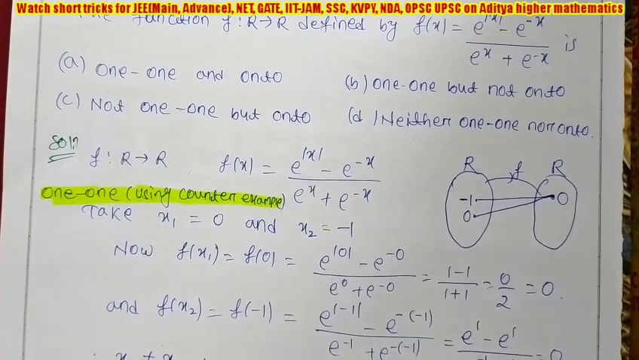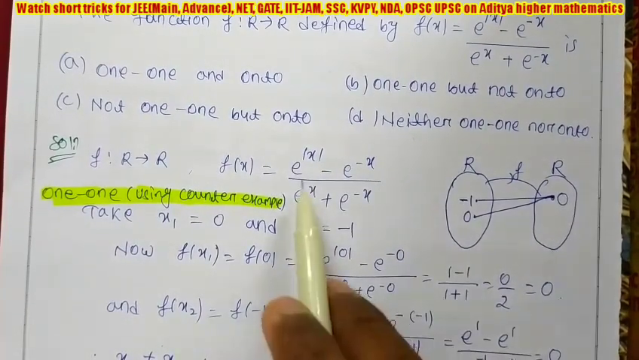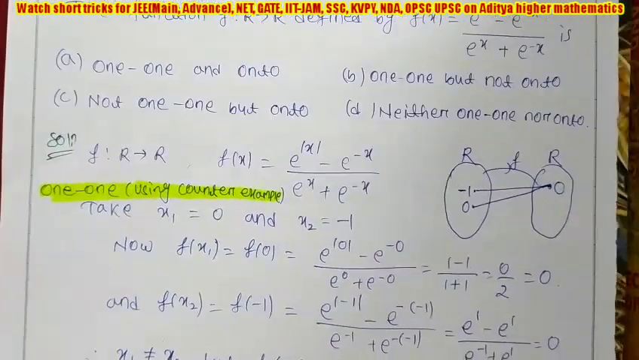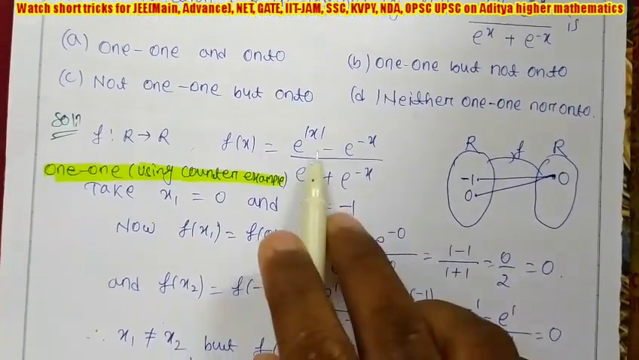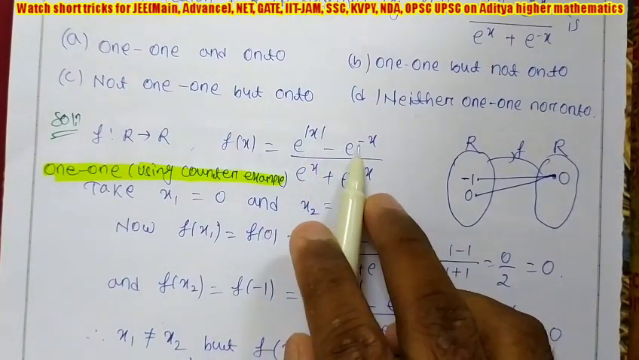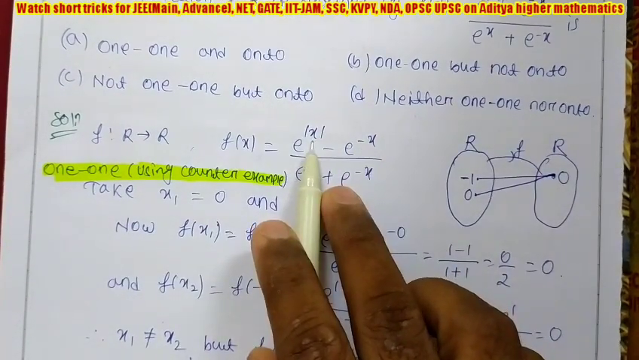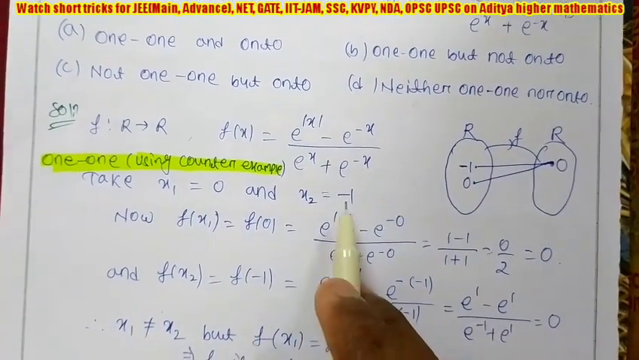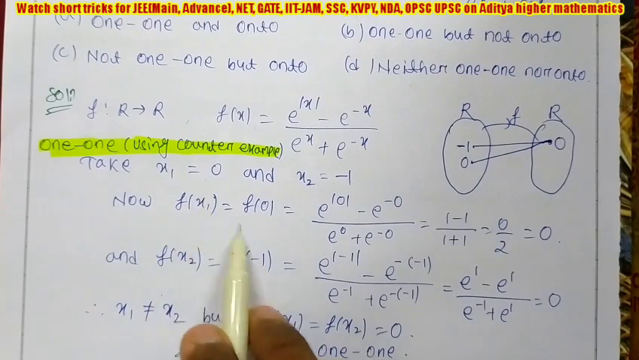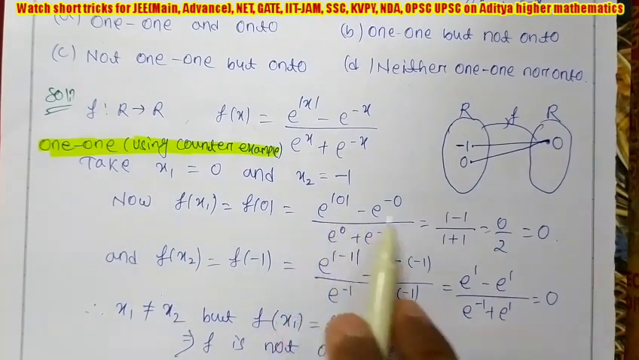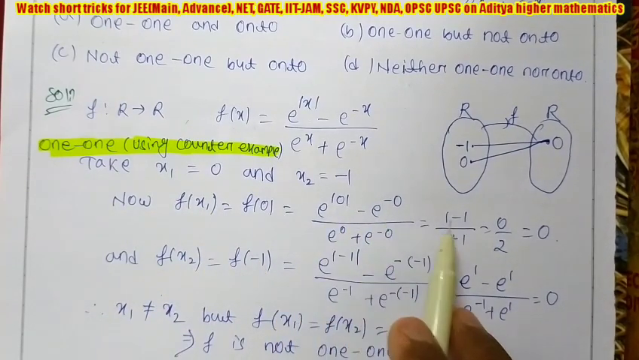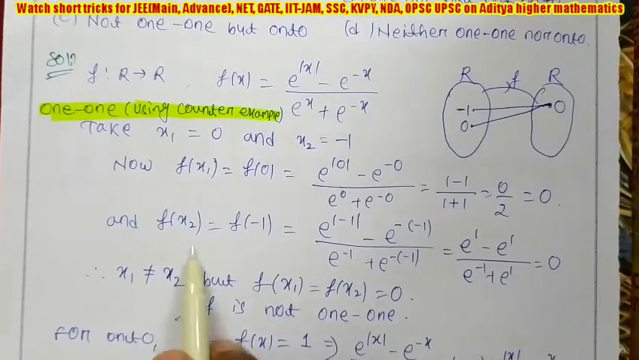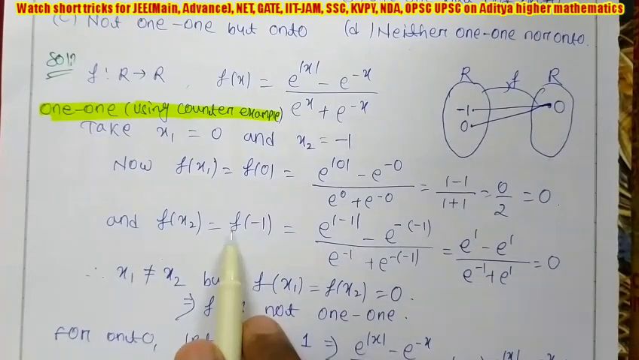Similarly, you have to take some other numbers. If you take a positive number, its sign is positive in the first term but negative in the second, so you cannot get 0. But if you take a negative number, then its negative is positive, and since modulus is given, obviously it is positive. So I am taking minus 1. Now find for 0, what is its image point? e to the mod 0 minus e to the minus 0, so 1 minus 1 by 2 is 0. Simple mathematics.